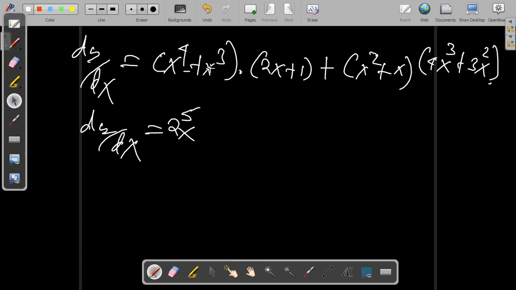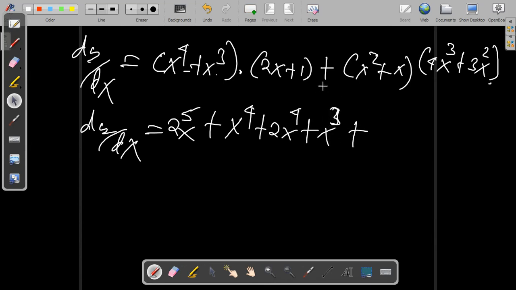Then we take this figure times this figure here. When you take x to the power 4 times 1, it will give you x raised to power 4. And when you take x cubic times 2x, that will give you 2x raised to power of 4. Then when you take 1 times x cubic, that will give you x cubic.